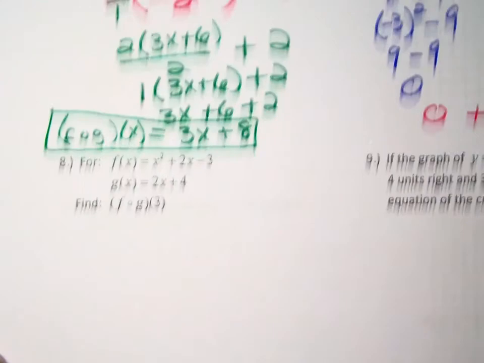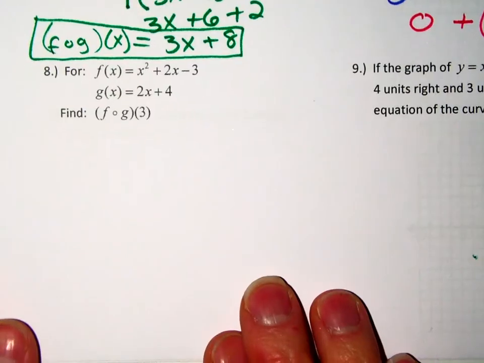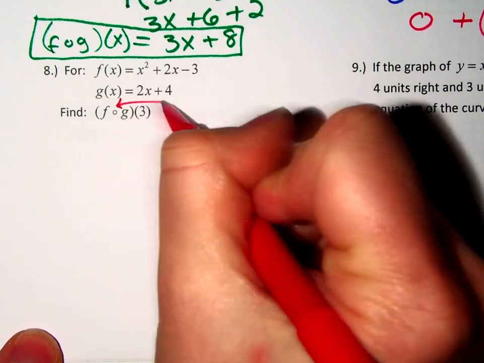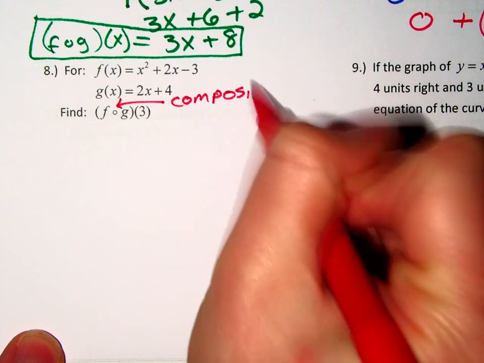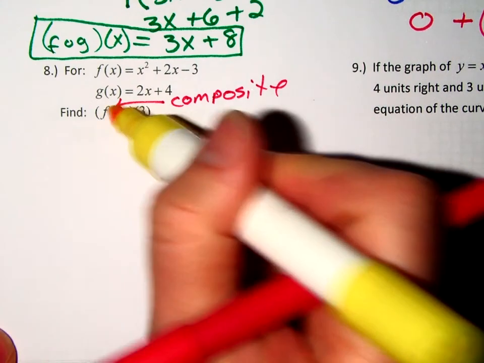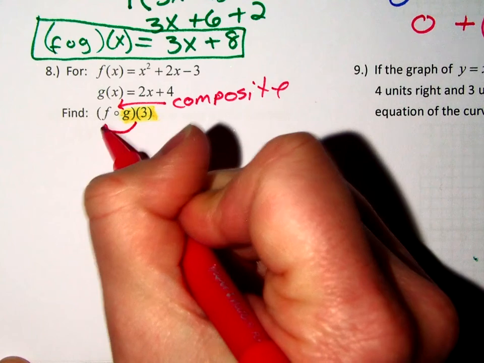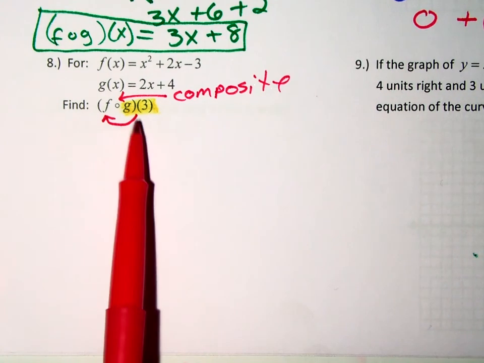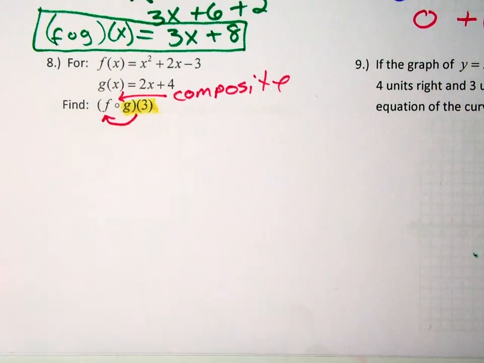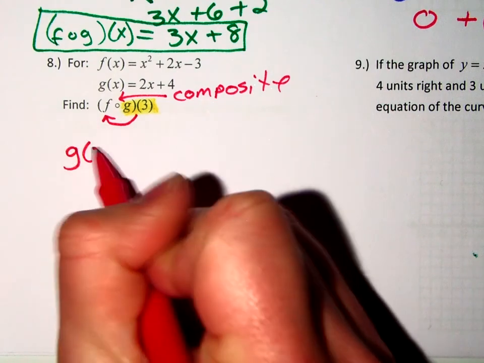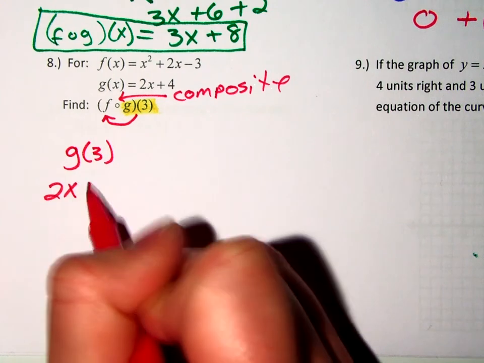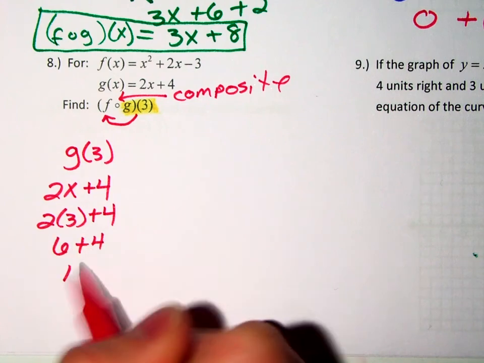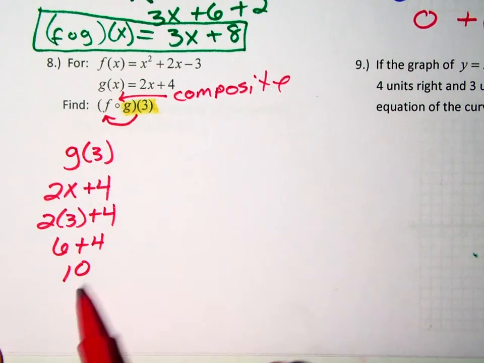All right, now number 8, again, be careful with this because this is not multiplication, right? It's not multiplication. Instead, it's a composite again, which means we're going to take g of 3 and plug it into f. So unlike the last problem, I don't want to find f of 3 and g of 3. I want to find out what g of 3 is so that I can put that into the f. So I'm going to start out with g of 3 first, which g is 2x plus 4, which means 2 times 3 plus 4, which is 6 plus 4, which is 10 in the end. So g of 3 is 10.